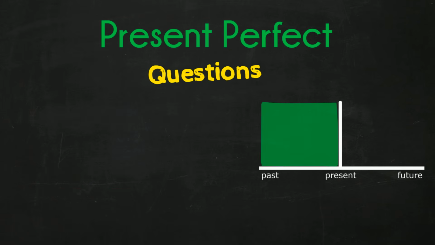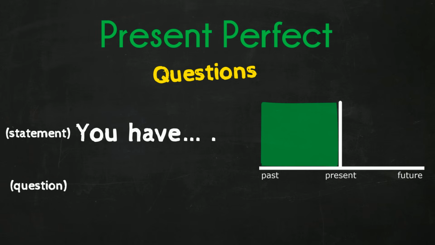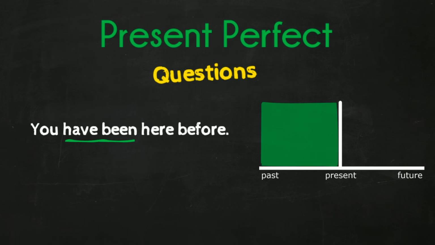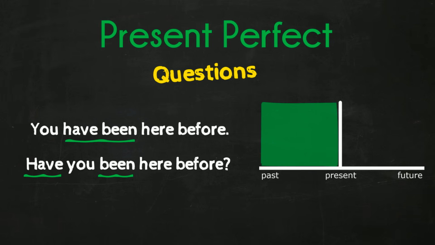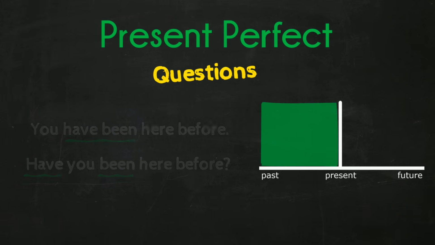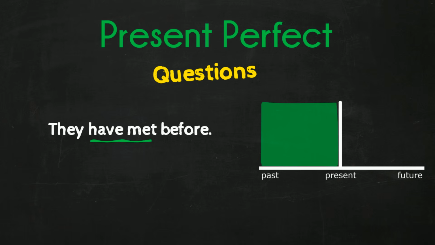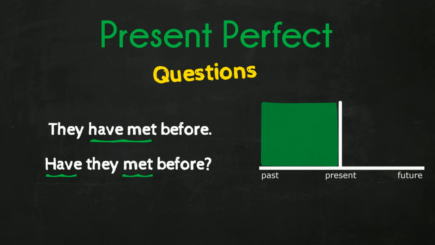When we form a question using present perfect, the word order changes. The verb have goes before the subject. You have been here before. Have you been here before? They have met before. Have they met before?